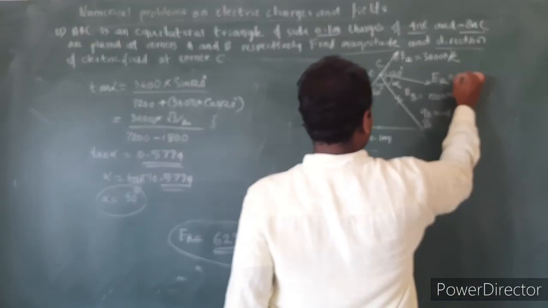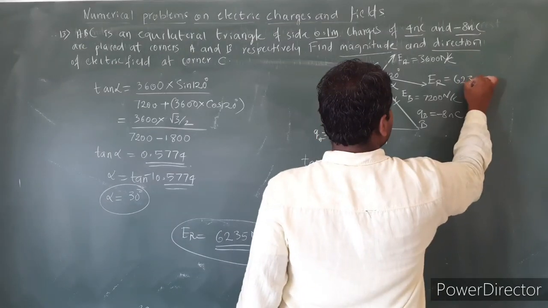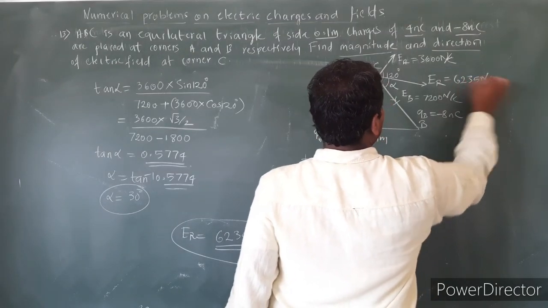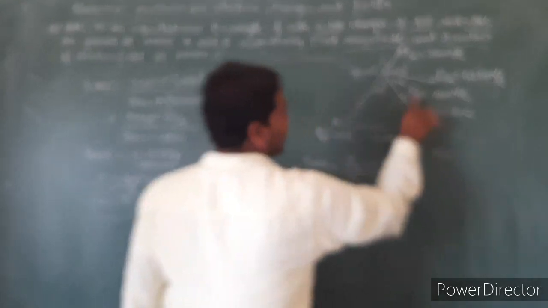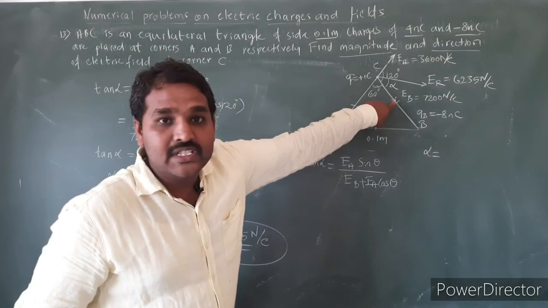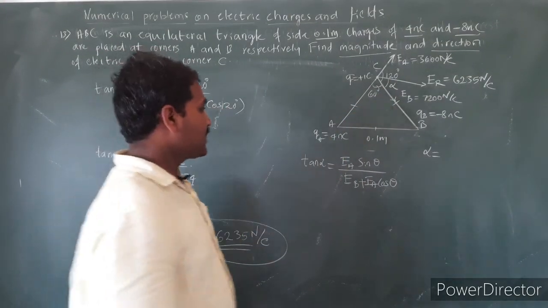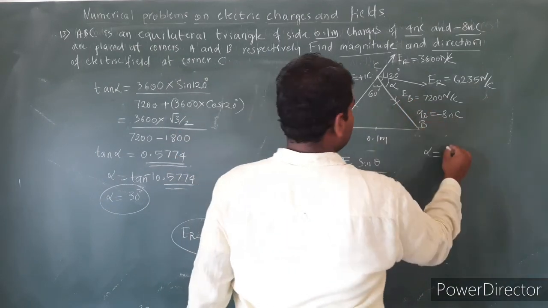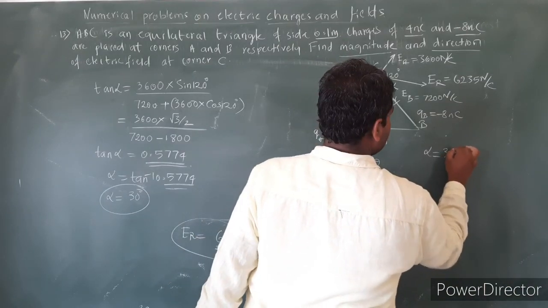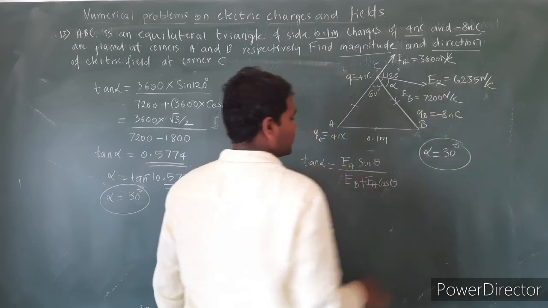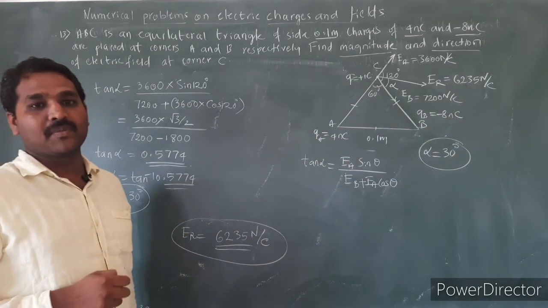So the magnitude of the resultant vector is 6235 Newton per coulomb, and alpha, the angle made by the resultant with respect to electric field B, is equal to 30 degrees. So these are the solutions for the given problem.